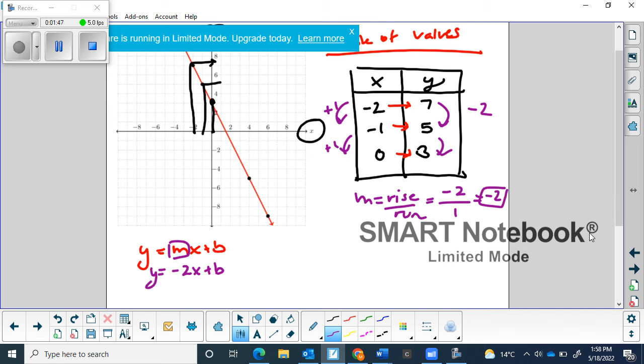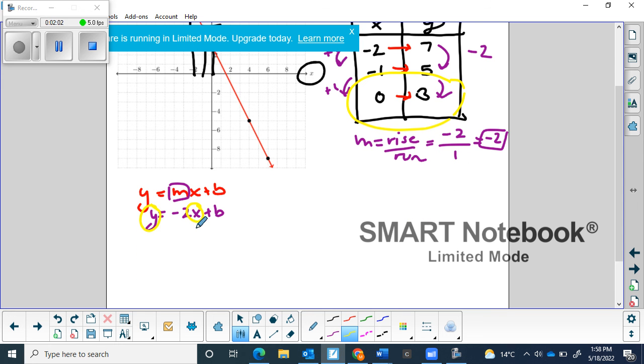Now remember, we want to now plug in values for x and for y from our chart. So let's use 0 and 3. All right. So from here, for x, I'm going to put in a 0. So I'm going to have -2 times x, which is 0, plus b, is going to equal y, which is 3. And now I solve.